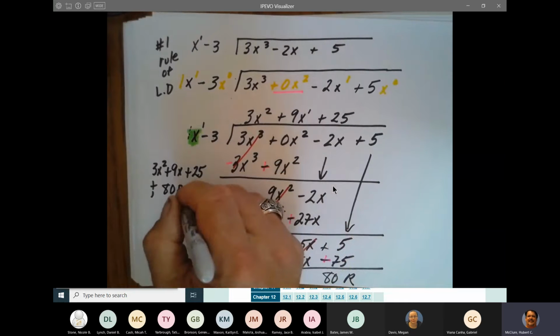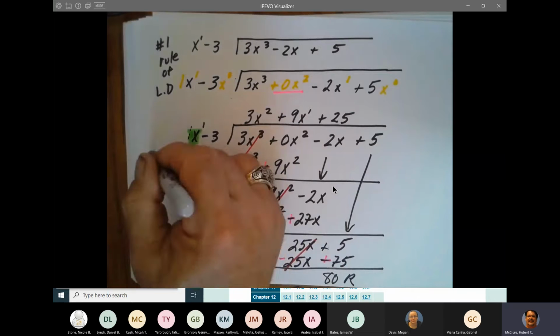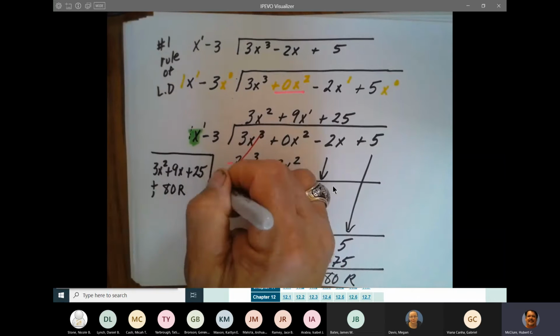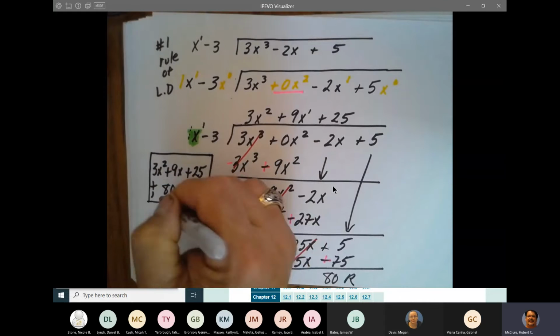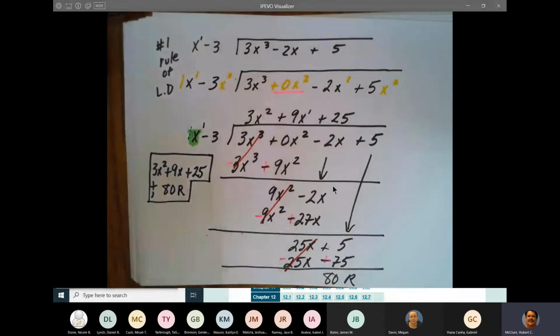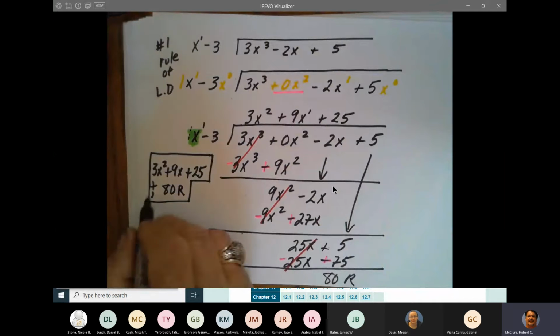I like to put an R with mine just so students or teachers or whoever is grading will not make a mistake and think that that's just 80. It is a remainder, okay? Some people put a comma, some people put a plus.